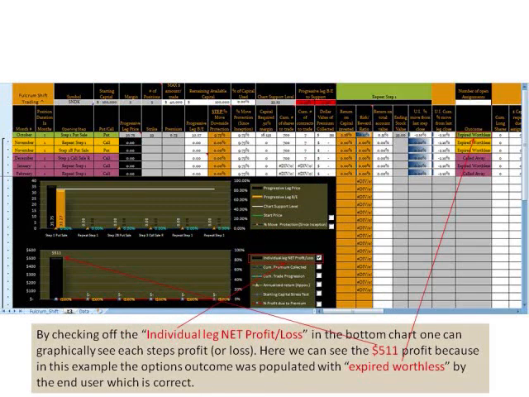By checking off the individual net profit loss in the bottom chart, one can see graphically each step's profit or loss. Here we can see the $511 profit, because in this example, the options outcome was populated with expired worthless by the end user, which is correct.